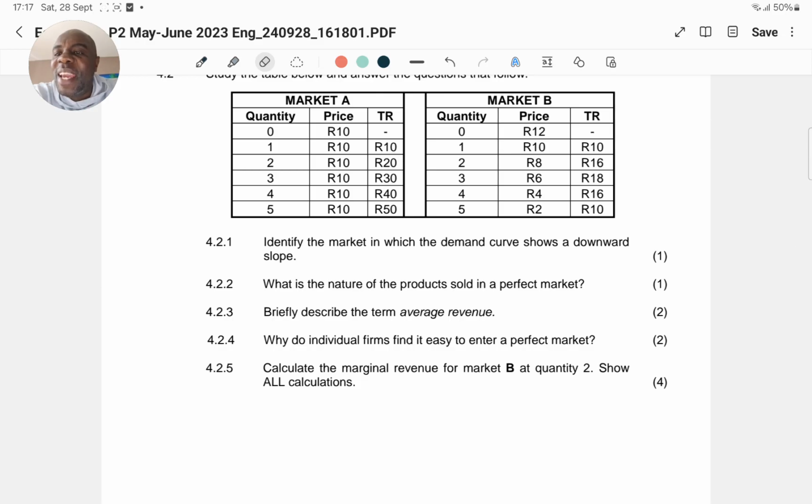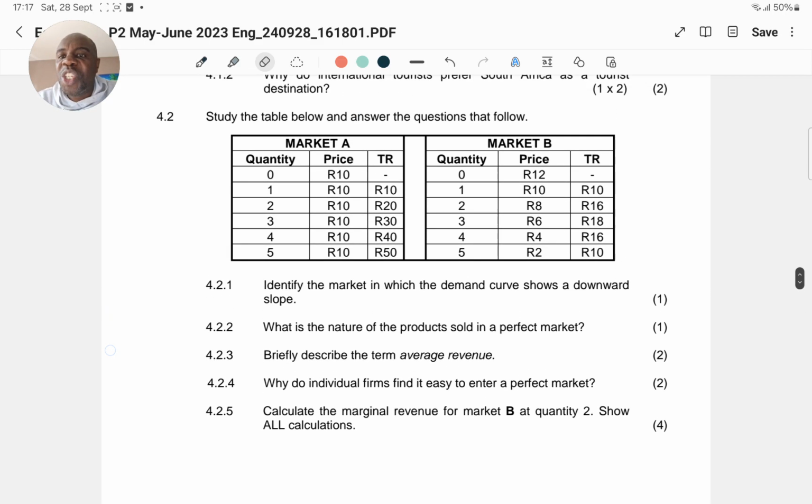Today we are going to be looking at Grade 12 Economics Paper 2, question 4.2. By the end of this lesson, you should be able to answer some basic questions on a perfectly competitive market as well as calculate marginal revenue. 4.2. Study the table below and answer the questions that follow.